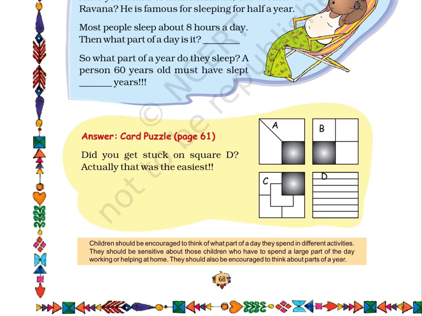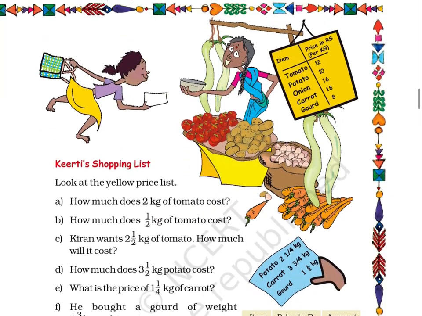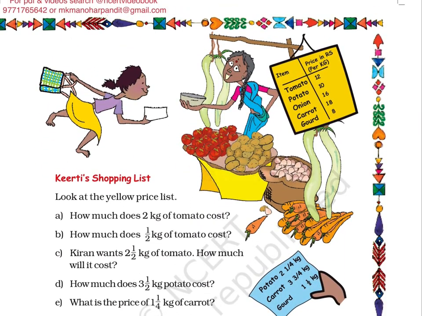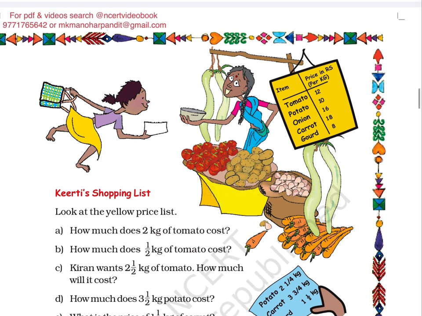Page 69. Kirti's shopping list. We have the picture of a girl going to market to buy some stuff. There is a yellow-colored price list that is displayed there, indicating the prices of different items. And the girl has the amounts or the quantities of each item that she has to buy. Look at the yellow price list.